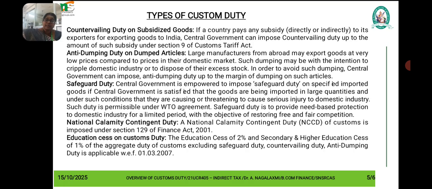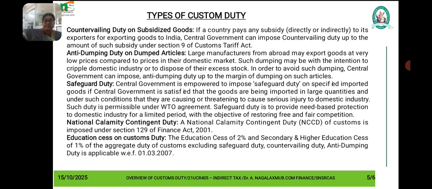The next type of customs duty is safeguard duty. The central government is empowered to impose safeguard duty on specified imported goods if the central government is satisfied that the goods are being imported in large quantities and under such conditions that they are causing or threatening to cause serious injury to domestic industry. Such duty is permissible under WTO agreement.